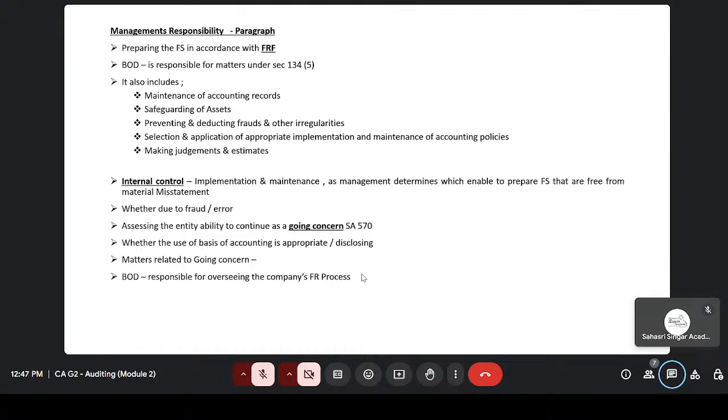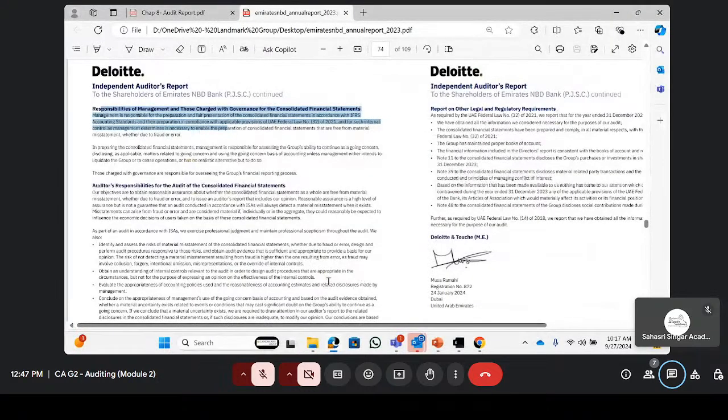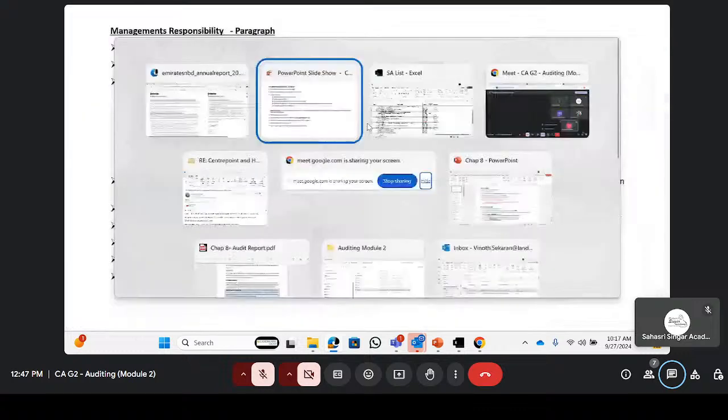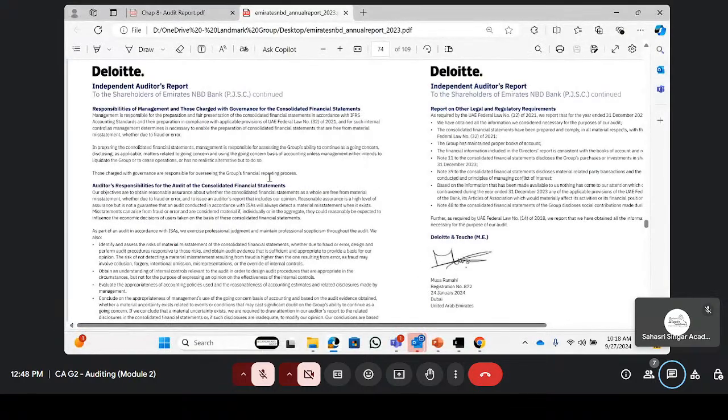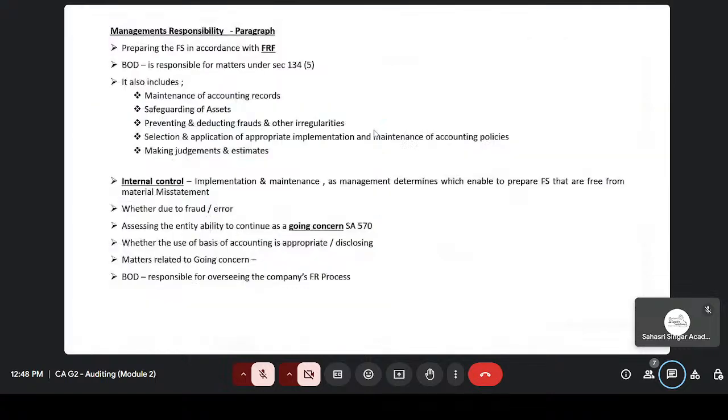Now if you go to a practical session for these things, if you read, you'll come to know management is responsible for the preparation of financial statements in accordance with the IFRS, but we are preparing with the accounting standards. And also for such internal controls as management determines enable the preparation of financial statements free from material misstatement. See, those critical points, the same points are appearing in the form of a paragraph here. You can see here, correct? Within the same paragraph, 2-3 points are getting covered. Not only this paragraph, even this internal control point also.